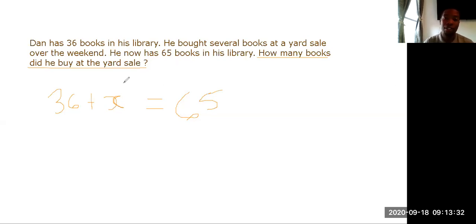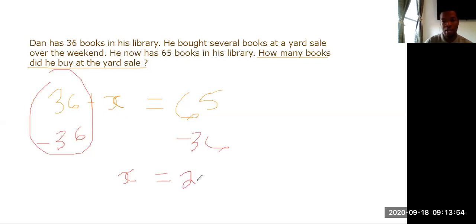Now I need to solve this equation, and I'm going to solve it like we normally do. Since it's a positive 36, I'm going to minus 36. And whatever you do on one side, you have to do on the other side. So X, and this right here is 0. X is equal to 29.